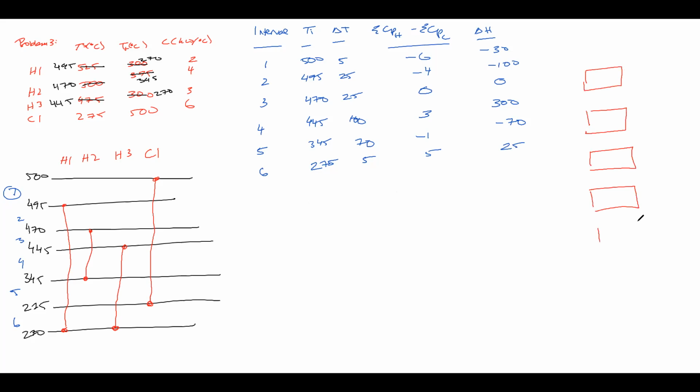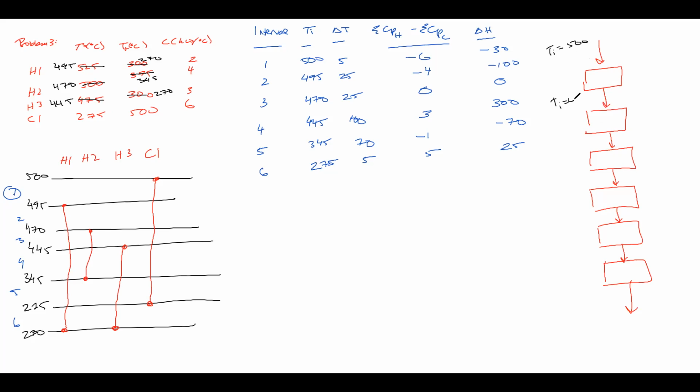1, 2, 3, 4, 5, 6, and then just connect the arrows here. Okay, and then I'll just translate this information from here onto this figure. So let me just start with the temperature. This interval here, the interval is 500.